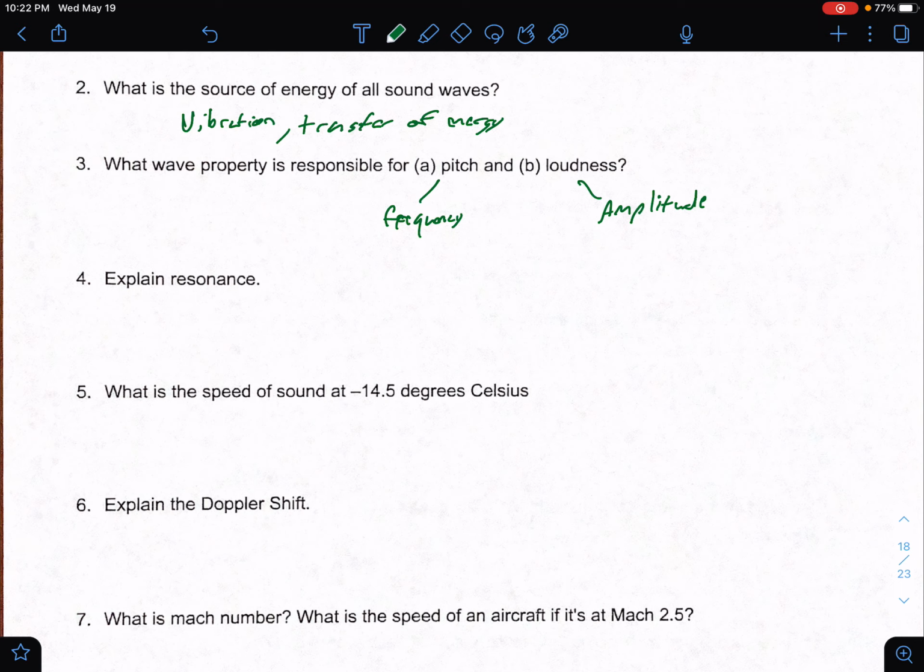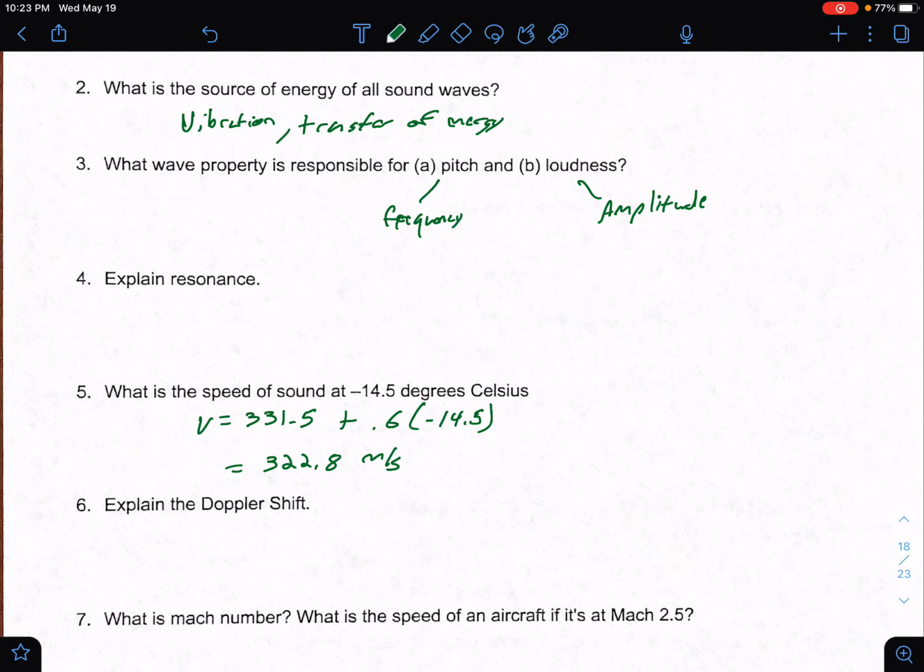5, what is the speed of sound at negative 14.5 degrees Celsius? Okay, so you're going to do your velocity equals 331.5 plus 0.6 times negative 14.5. Okay, and this comes out to 322.8 meters per second.